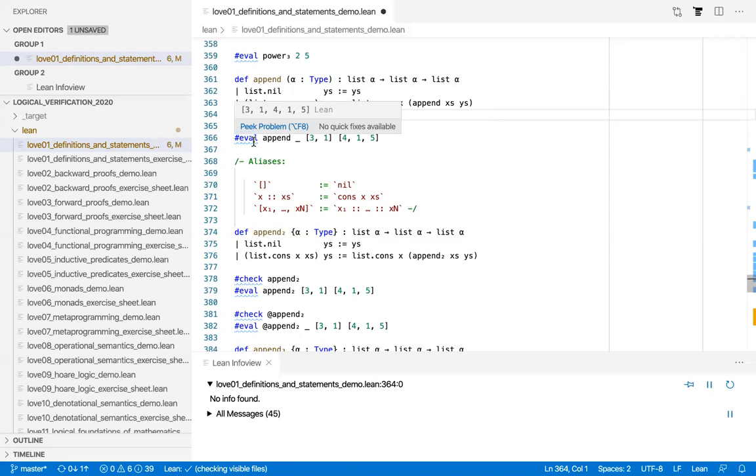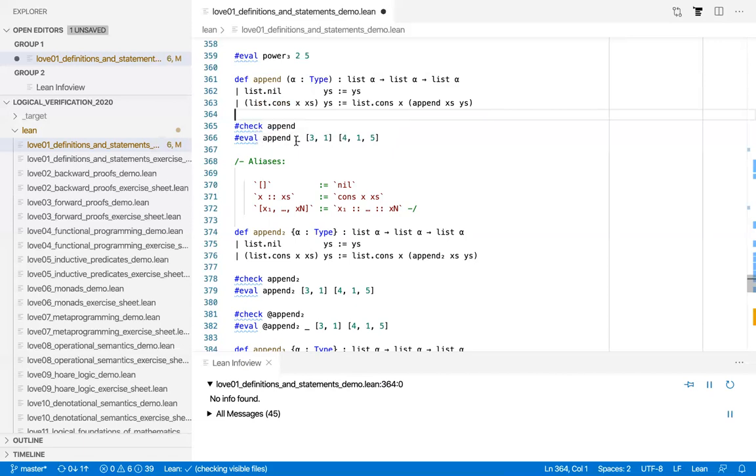And here I show how I can append two lists, right? So the Lean lists support a nice bracket syntax. You can write this list of 2 items, 3 followed by 1, and then I append it to a 3-item list, and I obtain a 5-item list.